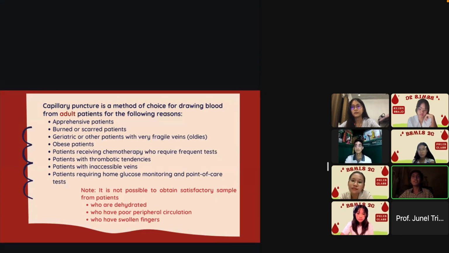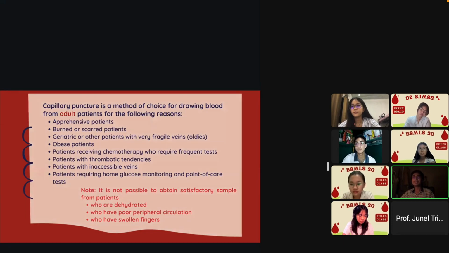Patients receiving chemotherapy who require frequent tests, patients with thrombotic tendencies, patients with inaccessible veins, and patients requiring home glucose monitoring and point-of-care tests. So note that it is not possible to obtain a satisfactory sample from patients who are dehydrated, who have poor peripheral circulation, and those who have swollen fingers. Next slide.